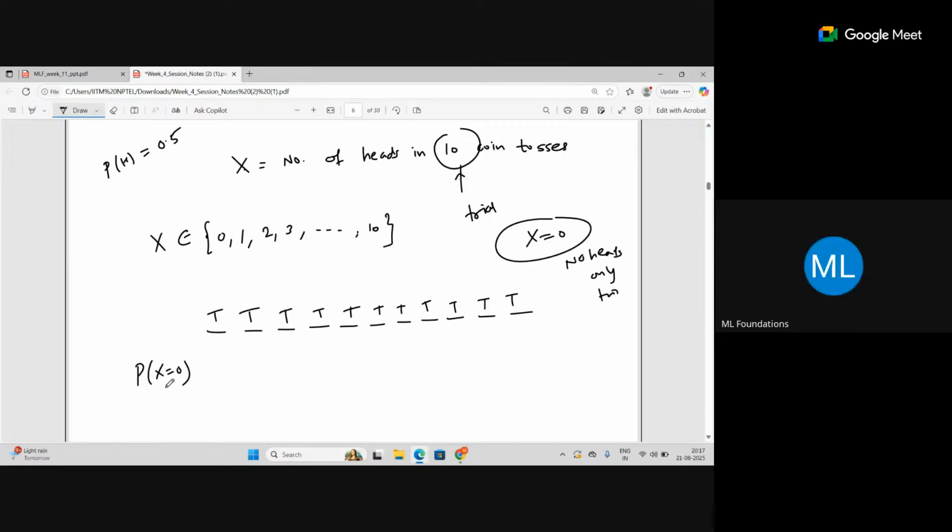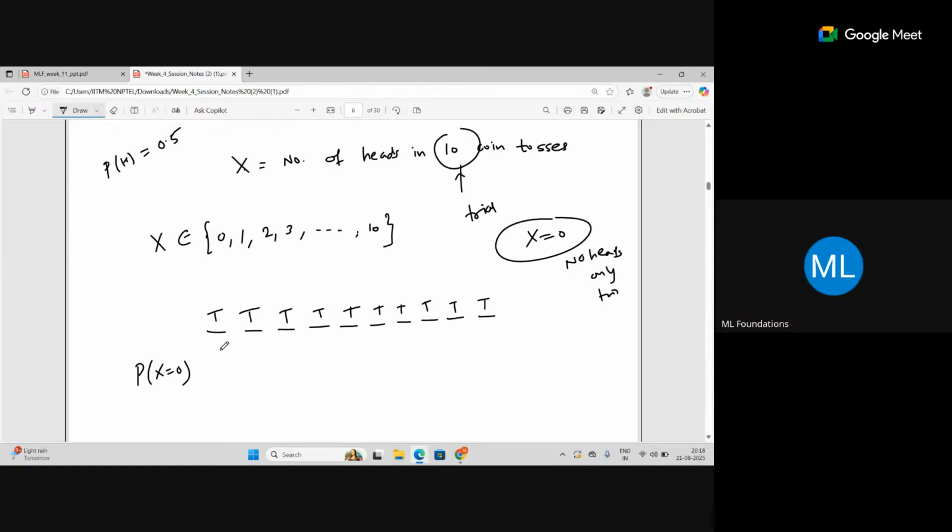Sir, I think there are 11 tails here. 1, 2, 3, 4, 5, 6, 7, 8, 9. Okay, I'll just add it on. Fine, like 10, 10, right? Yeah. So all tails is possible.